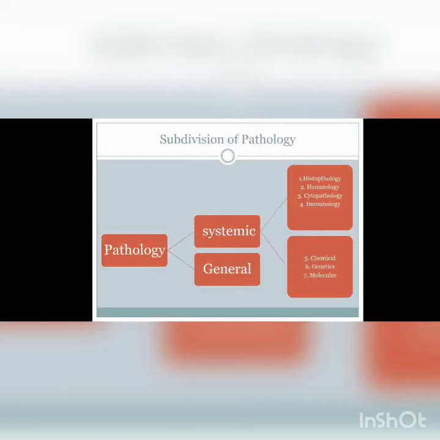So pathology has been further divided into general and specific, which the specific is then further divided into histopathology, hematology, cytopathology, immunology, chemical pathology, genetics, and molecular pathology. So, coming to the first, histopathology is actually the traditional method of studying the pathology. How does it deal? It deals with the investigation and diagnosis of the disease by the naked eye and the examination of tissues by the naked eye.